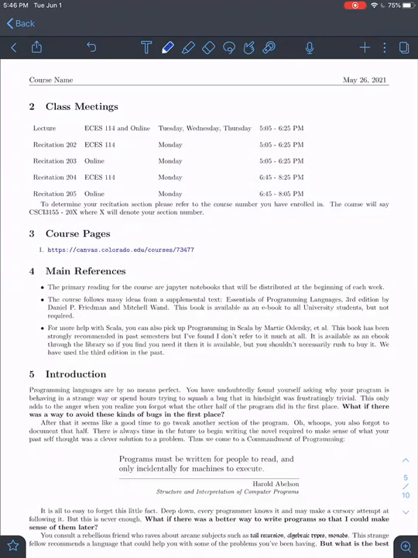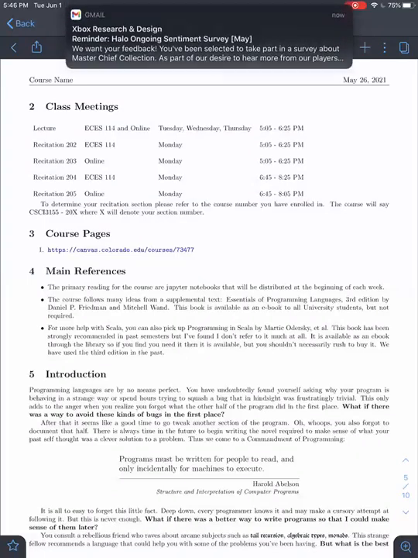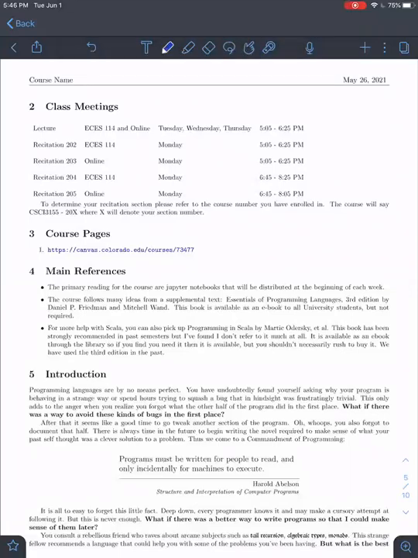Otherwise, we have one textbook for learning how to program in Scala. That's the Odersky book, that third bullet point. And Essentials of Programming Languages, 3rd edition, from Friedman and Wand. Friedman's this huge figure in the PL community. He's a very good writer, and it's a very good textbook. That being said, you don't necessarily need it, but you should be able to get it online for free.